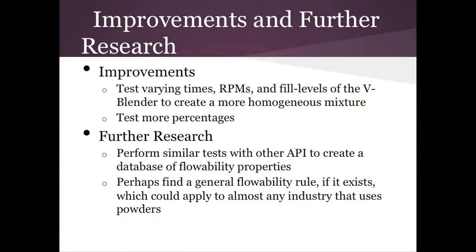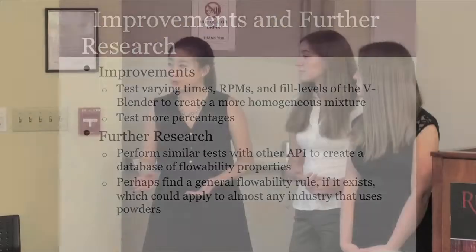So there's definitely a lot of room to improve our research. As we mentioned before, there's factors in the blending process, such as the time of blending, the RPMs, and the fill levels of the feed blender that could have affected our flowability graphs. So we can test those factors and have graphs that consider those factors. We also did increments of 10%. So further research, we could do increments of 5% or even 1% API, and that would just make our graph more detailed.